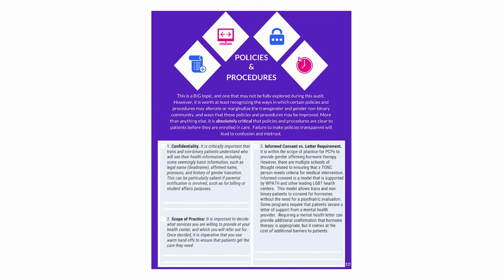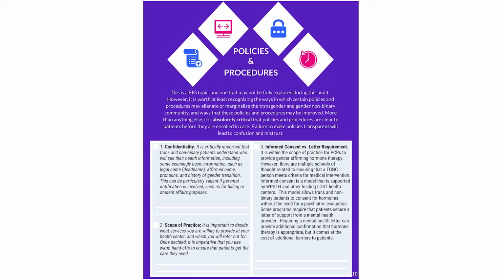The last step of the audit is to take a look at your policies and procedures. This is really important because you need to at least recognize the ways in which certain policies and procedures may alienate or marginalize the transgender and gender non-binary community, and ways that these policies and procedures may be improved. More than anything else, it is absolutely critical that policies and procedures are clear to patients before they are enrolled in care. Failure to make policies transparent will lead to confusion and mistrust.